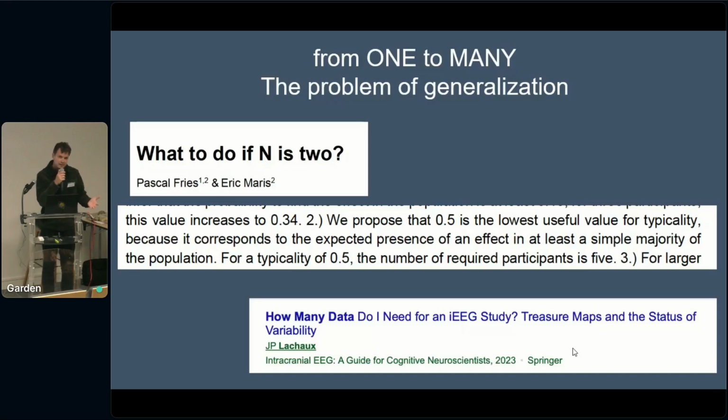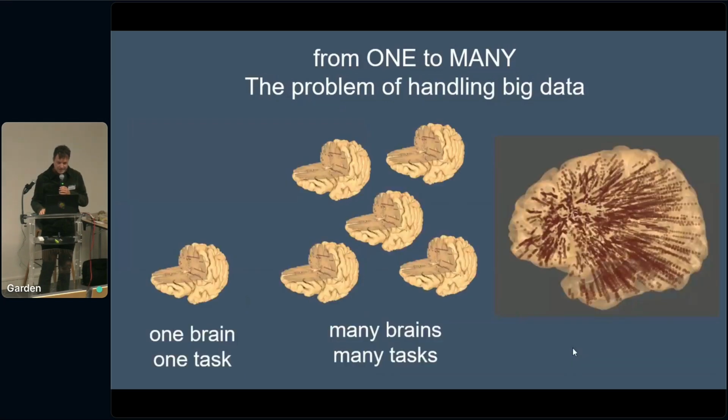So there is no clear answer to the question of how many patients, how many monkeys should show the effect that you're interested in. I came to the conclusion that it's 3, but it's really a matter of debate. Anyway, so that's one thing.